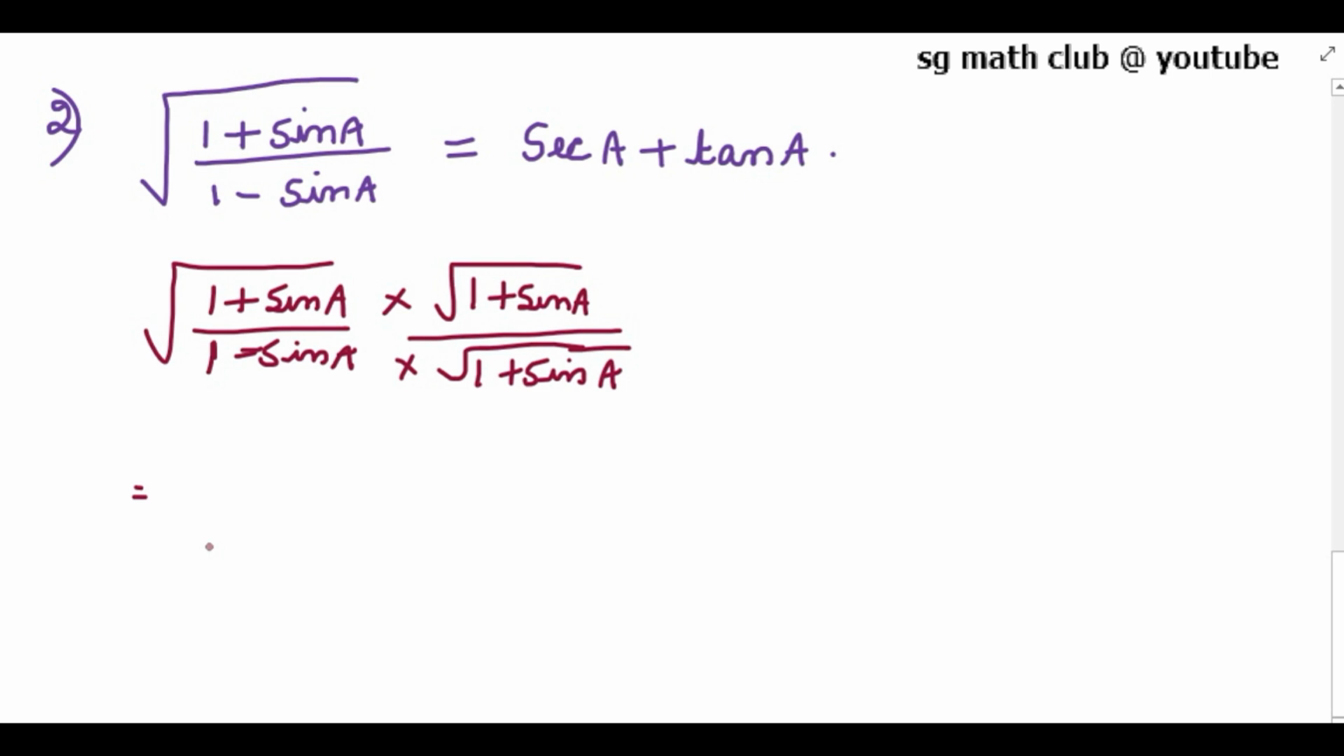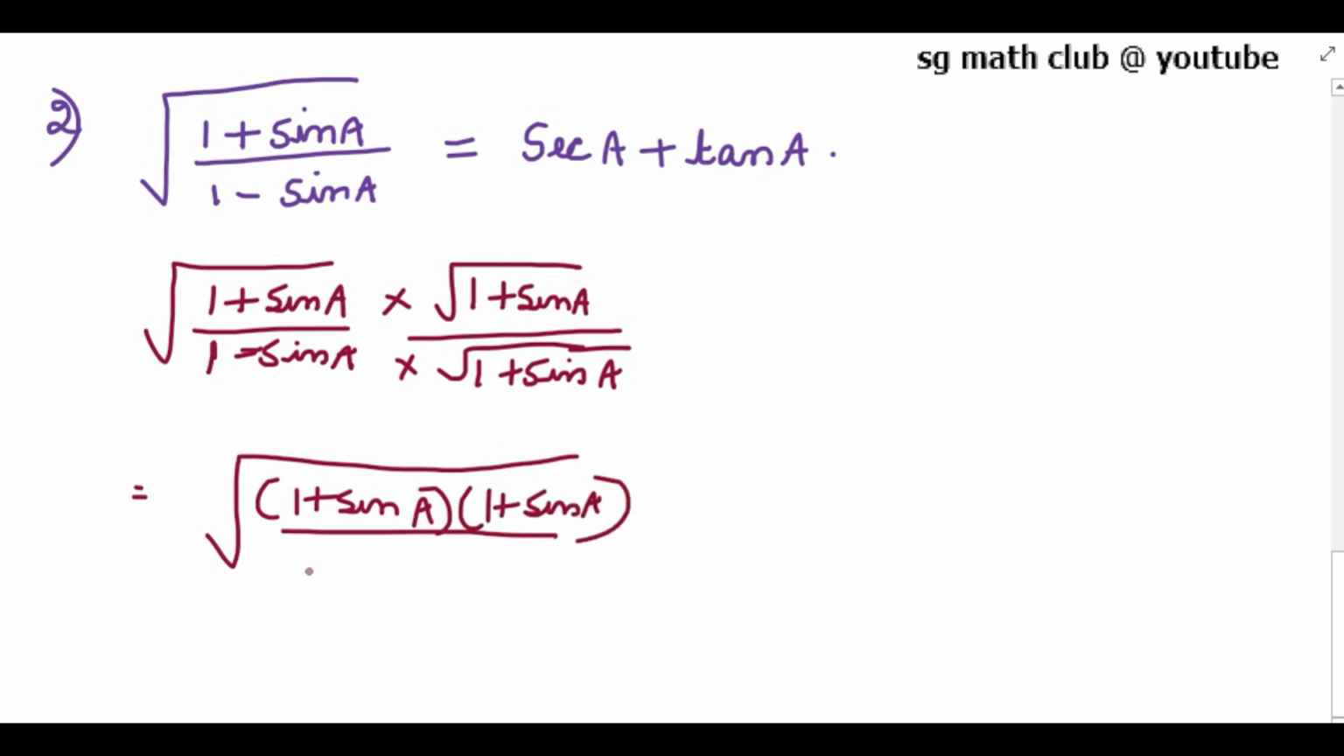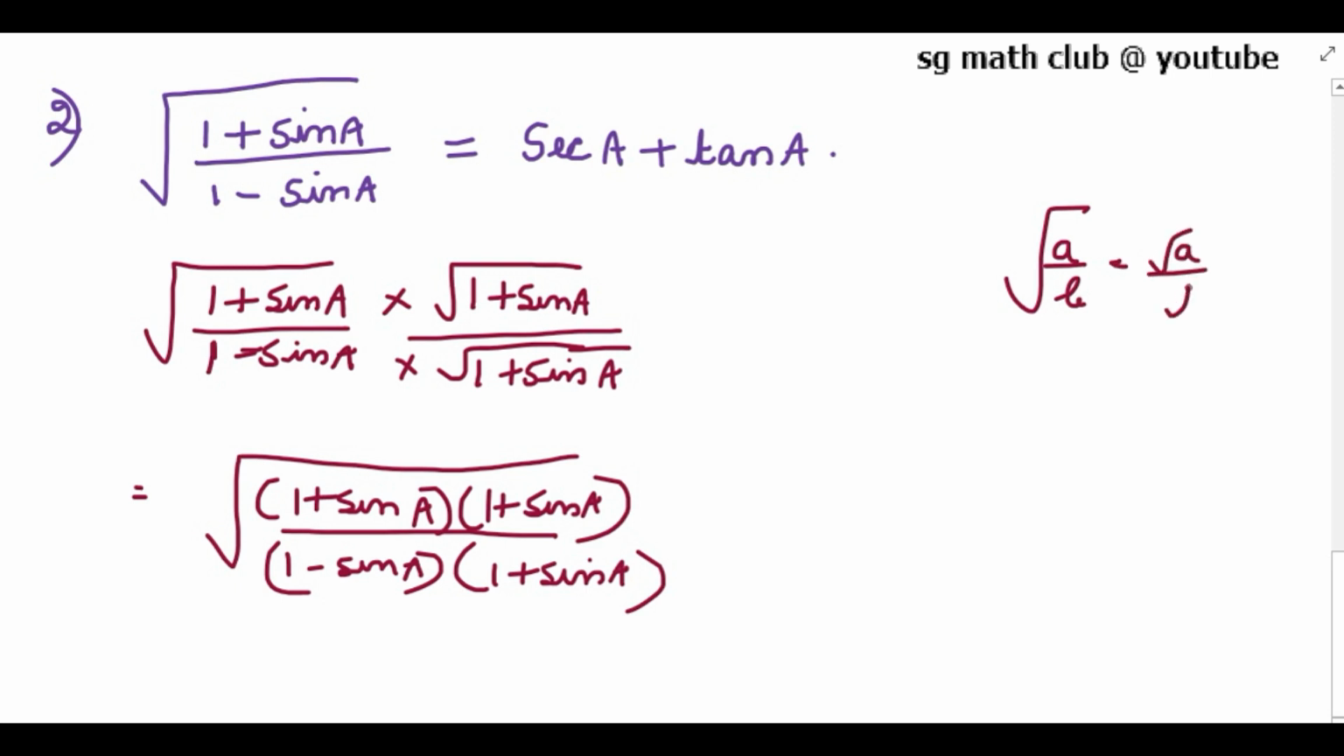So this I can write as 1 plus sin A into 1 plus sin A divided by 1 minus sin A into 1 plus sin A, because we know that root of a by b I can write as square root of a divided by square root of b. So square root of a by square root of b I can write as square root of a by b. So everything I have put under one root.